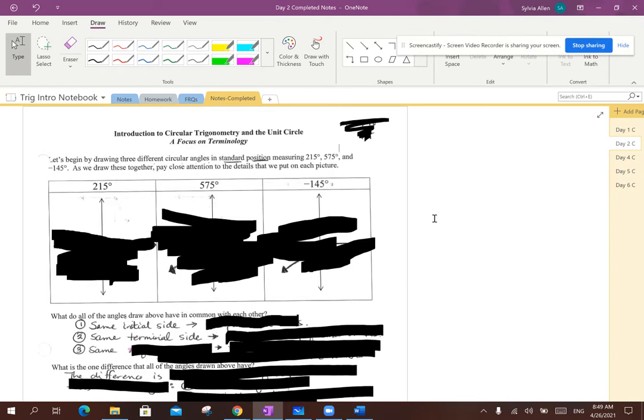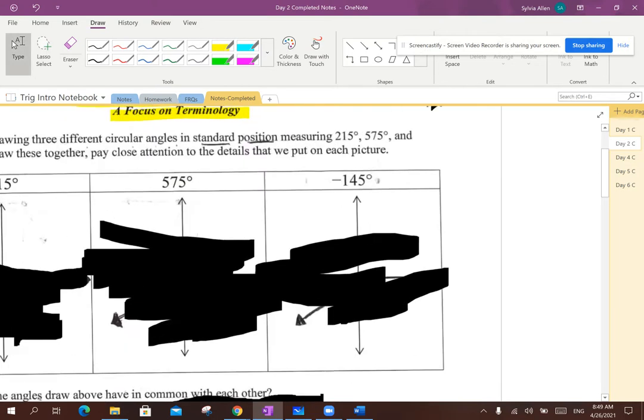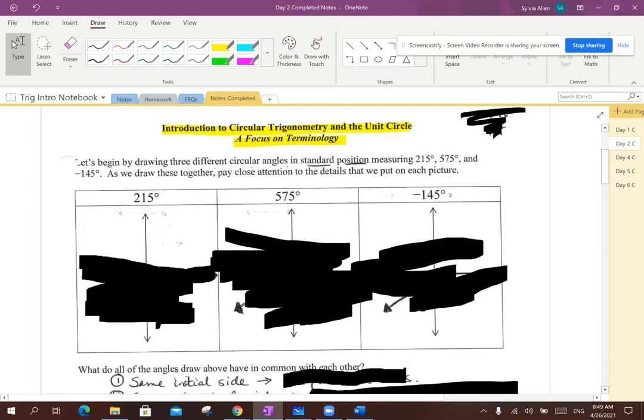We're going to focus on our terminology and some basics when it comes to drawing some angles and some circles and so forth. So first, we're going to talk about 3 different circular angles in standard position, meaning that they measure 215 degrees, 575, and negative 145. But as we draw these, I want you to pay close attention to the details that we're going to put in each picture. So I want you to notice 215 degrees.